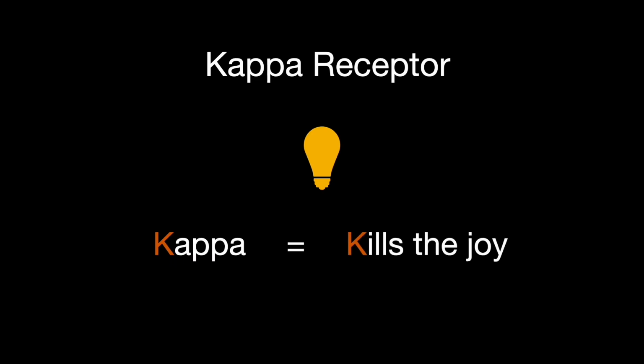So, are you wondering how to remember the kappa receptor? It's simple. So, let's set up the equation then. Kappa equals kills the joy. The key point: kappa is related to kicks mood down, kills reward, and kills pain.